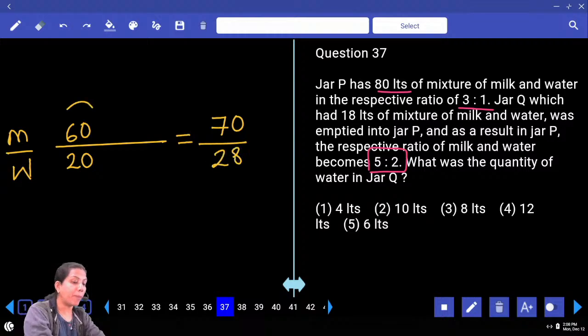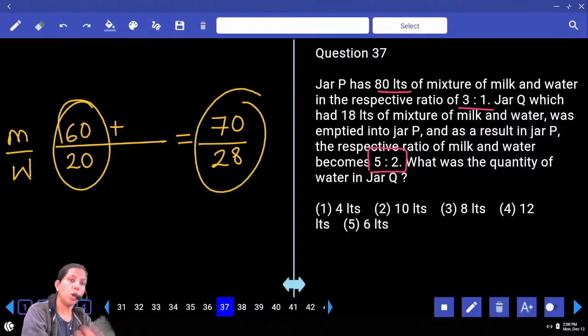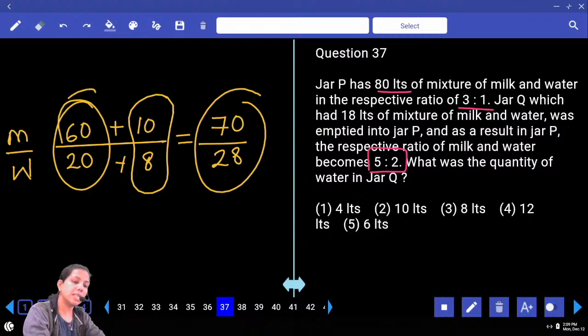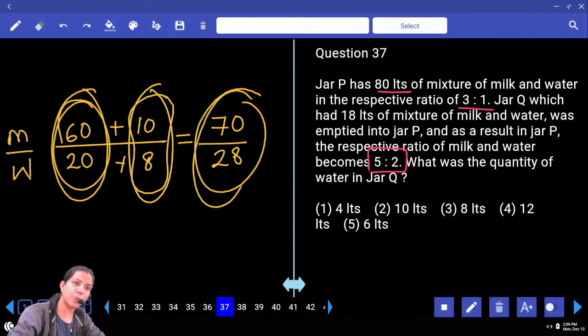So this is P, only P. This is the mixture. Then milk in Q will be how many? 10 liters. And Q water is equal to how many liters? 8 liters. What is 10 plus 8? 18. What is 60 plus 20? 80. 80 plus 18? 98. 70 plus 28? 98. It is correct, right.